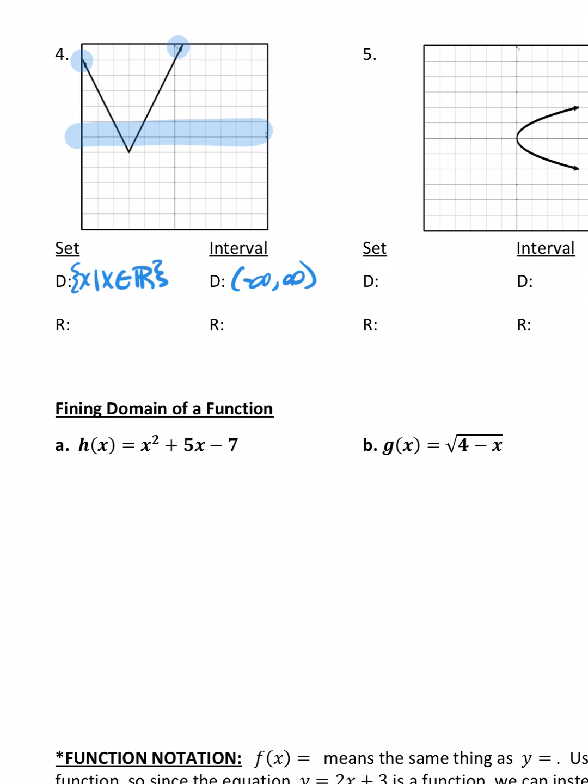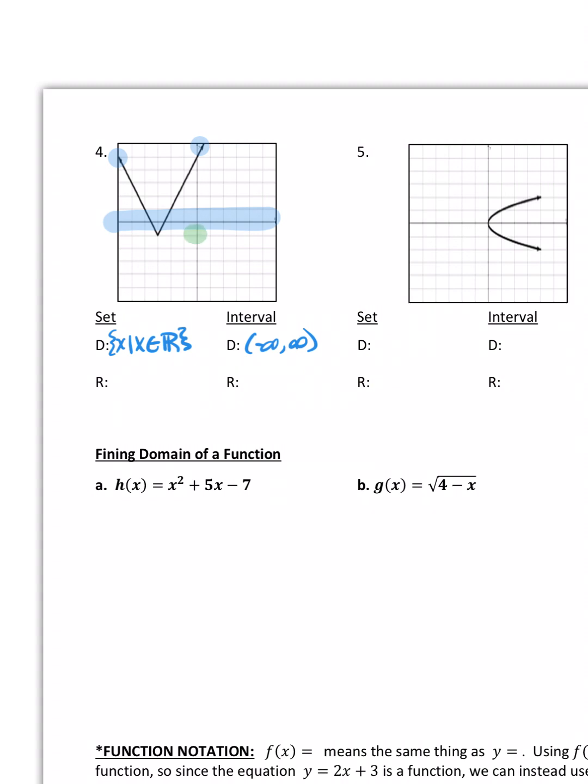Now the range, let's look at our y values. What's happening here with our y values? From bottom to top, it starts from here and it goes up forever and ever and ever. So set notation would say y such that y is, it's getting larger, greater than or equal to a negative 1.